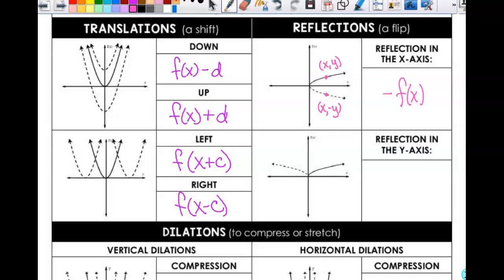Okay? If I have a point here, x, y, I reflect it in the y-axis, then my y value stays the same, and I change the sign on x.